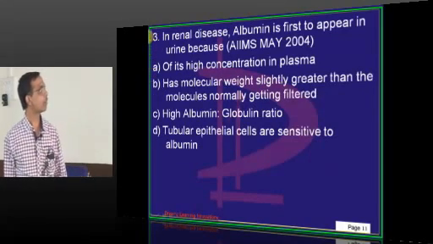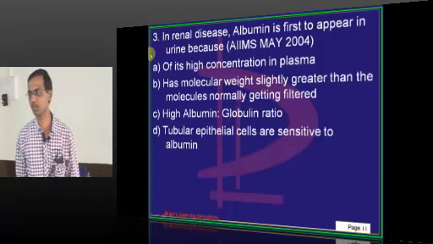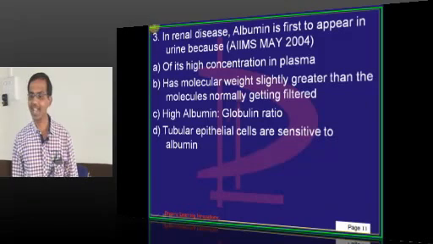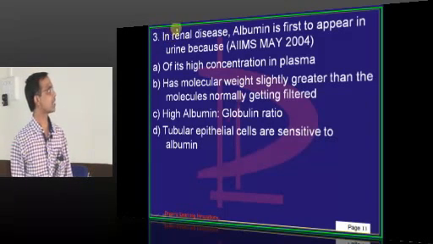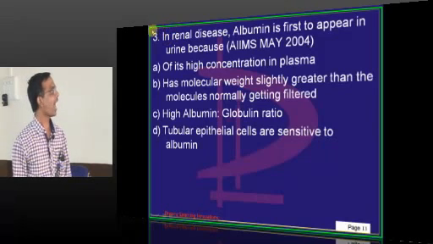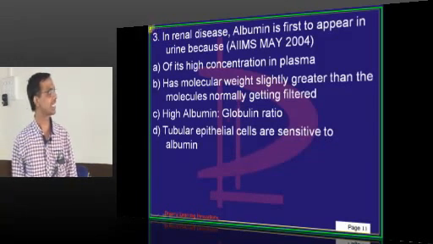In renal disease, albumin is first to appear in urine. You already know this. We have discussed this. So please tell me. Albumin is first to appear in urine because of its high concentration in the plasma, has molecular weight slightly greater than molecules normally getting filtered, high albumin globulin ratio, tubular epithelial cells are sensitive to albumin.